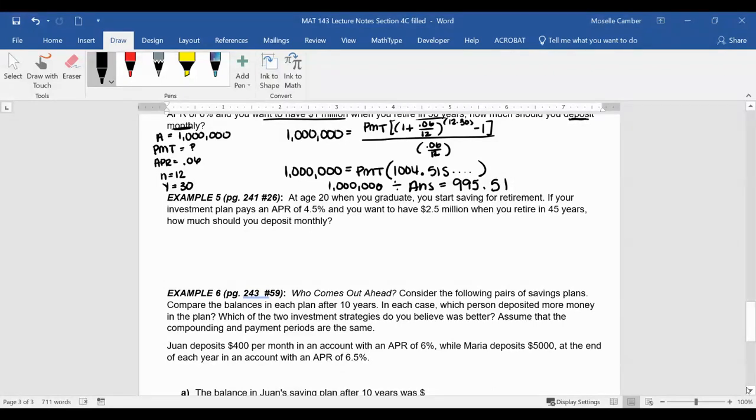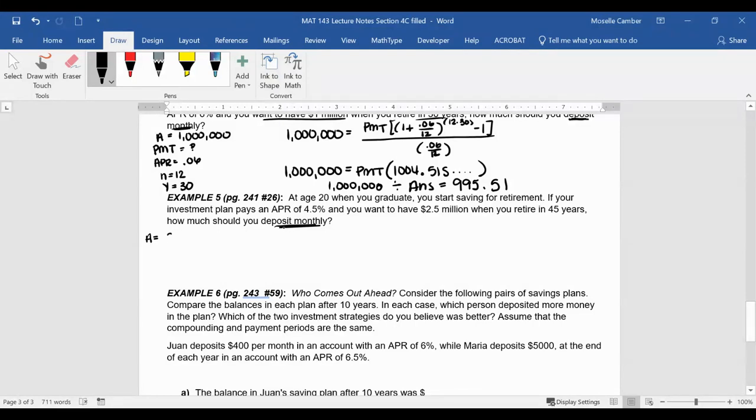Okay, example 5. At age 20, when you graduate, you start saving for retirement. If your investment plan pays an APR of 4.5% and you want to have $2.5 million when you retire in 45 years, how much should you deposit monthly? Okay, so we're depositing monthly, so we're doing a savings plan. We have an ending goal in mind, so 2.5 million.